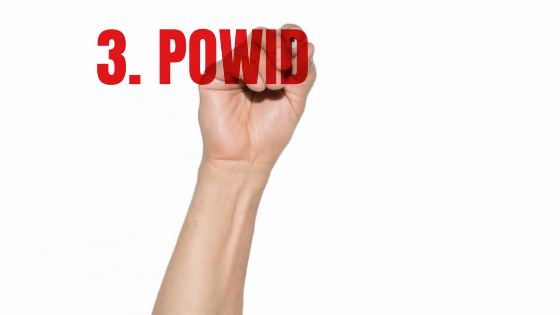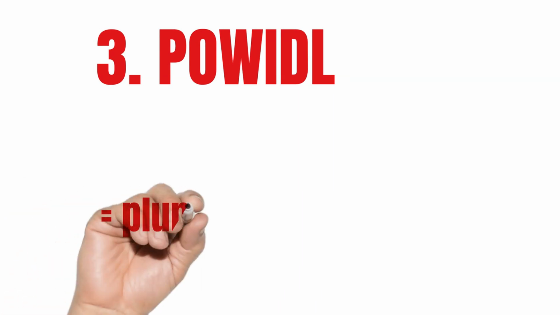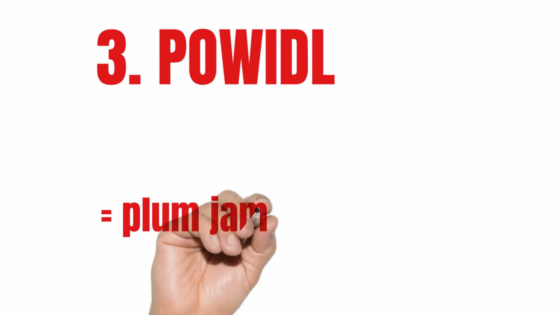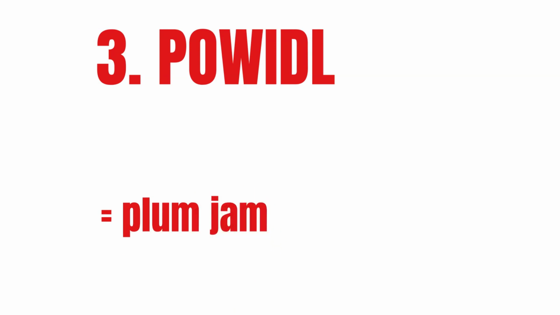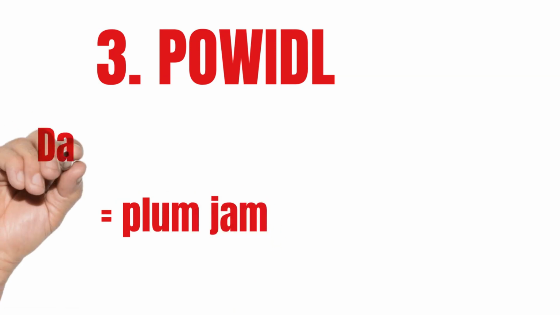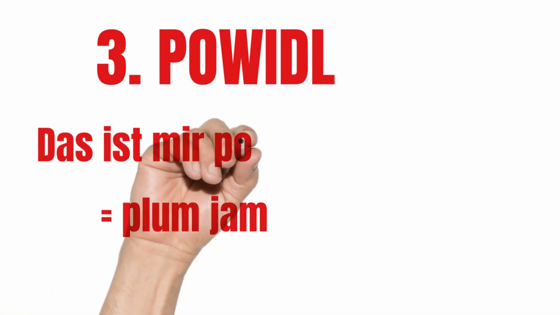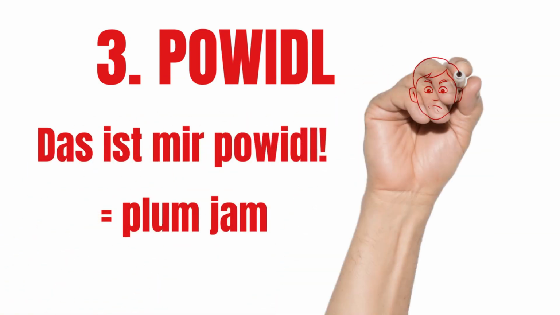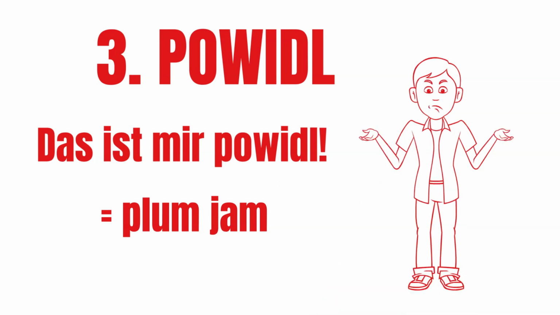Furthermore, the word "Povidl" is used to say "I don't care" as well. Povidl actually means plum jam, but also stands for disinterest or indifference. This is my Povidl, as Austrians like to put it, "I don't care, this is my Povidl."